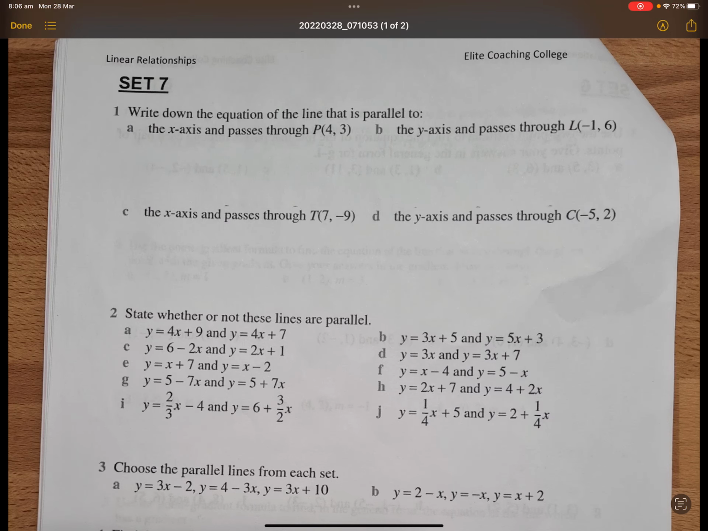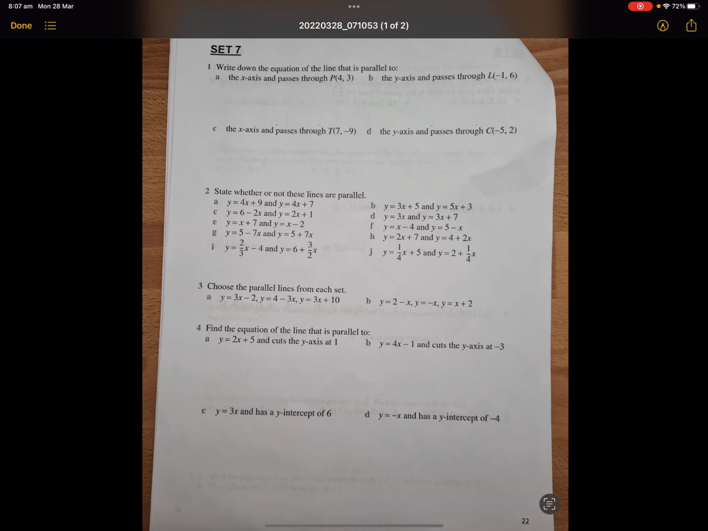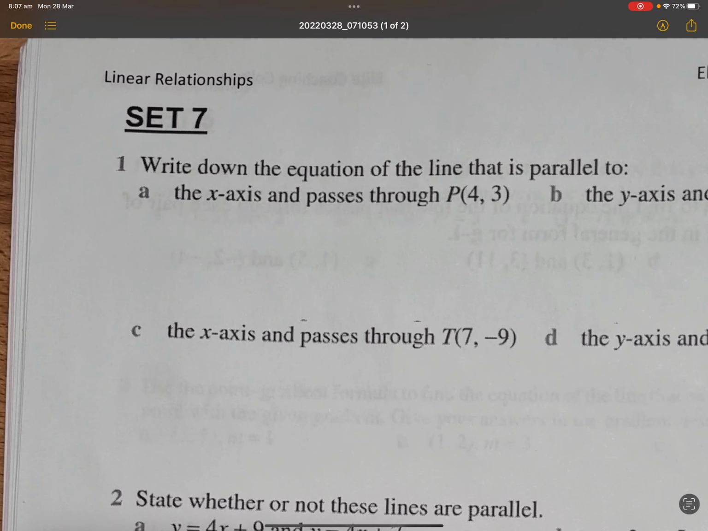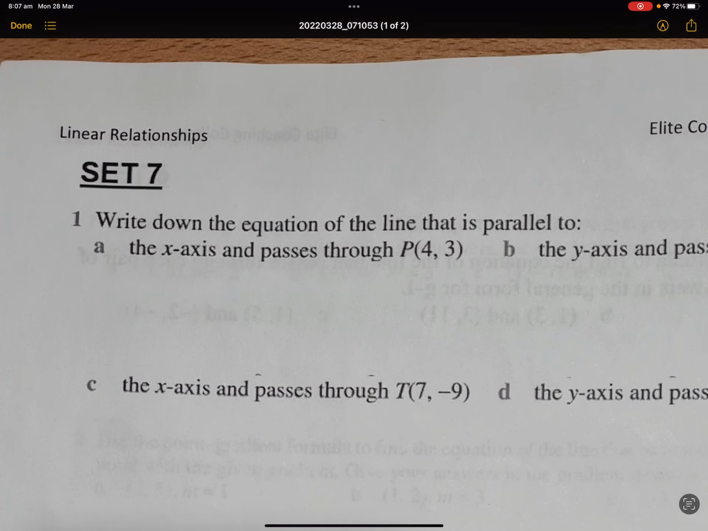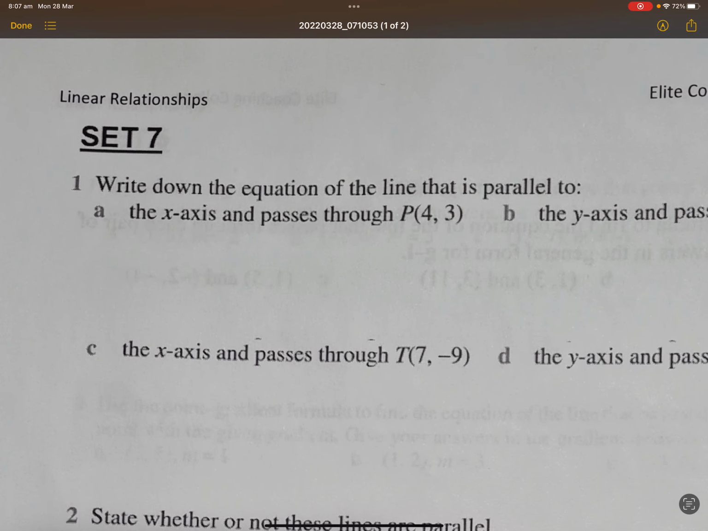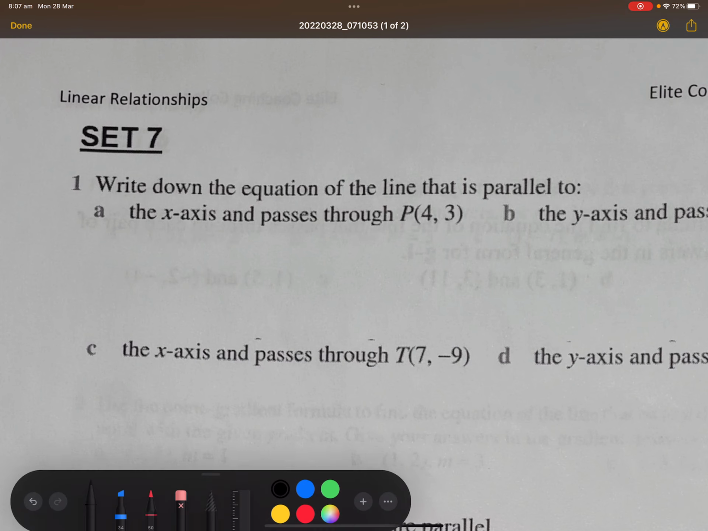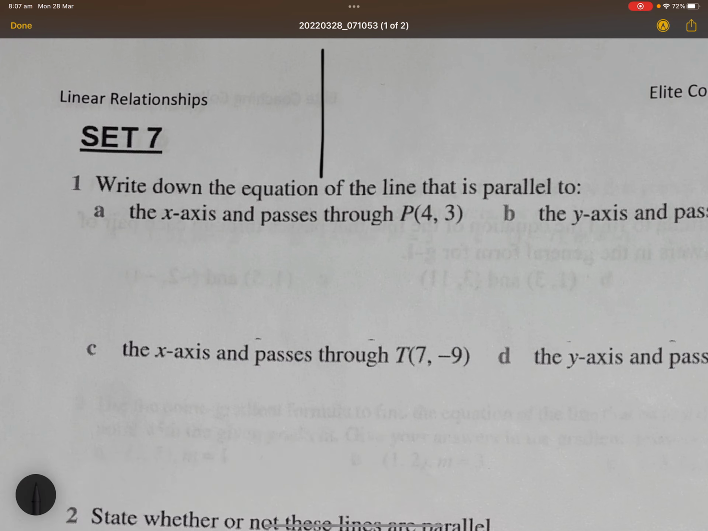This is the Year 10 Linear Relationships on page 22, set 7, question 1a. It says write down the equation of the line that is parallel to the x-axis and passes through the point P of coordinates 4 and 3. I'm going to draw a quick sketch of the Cartesian plane. Okay, now you have a point which is 4 and 3. So this is 4, that's 3.